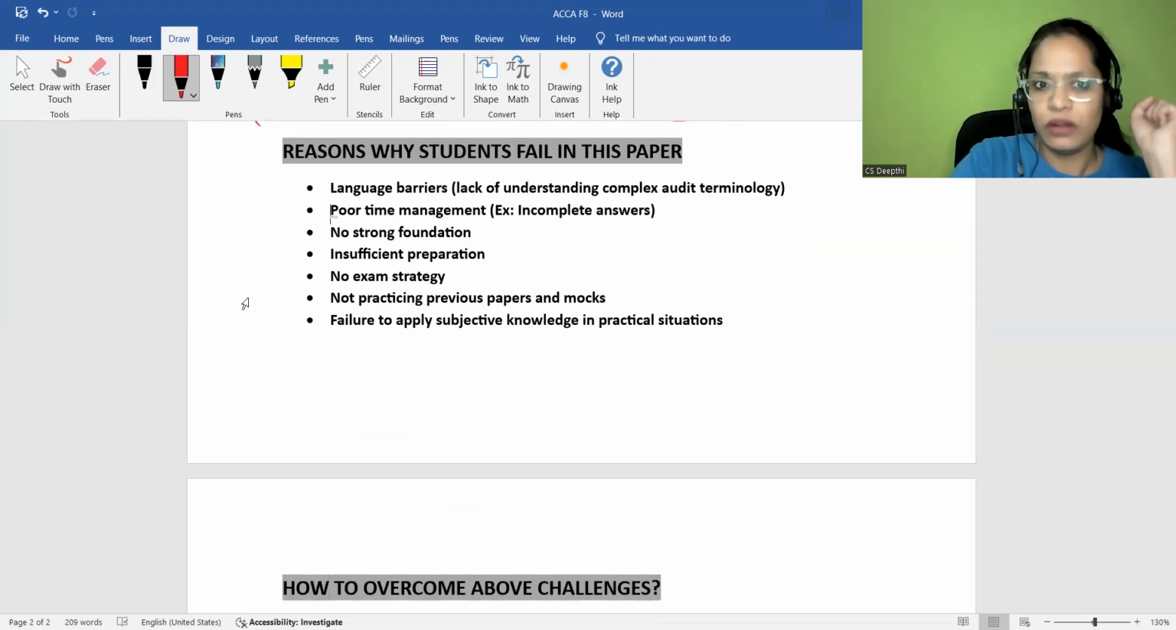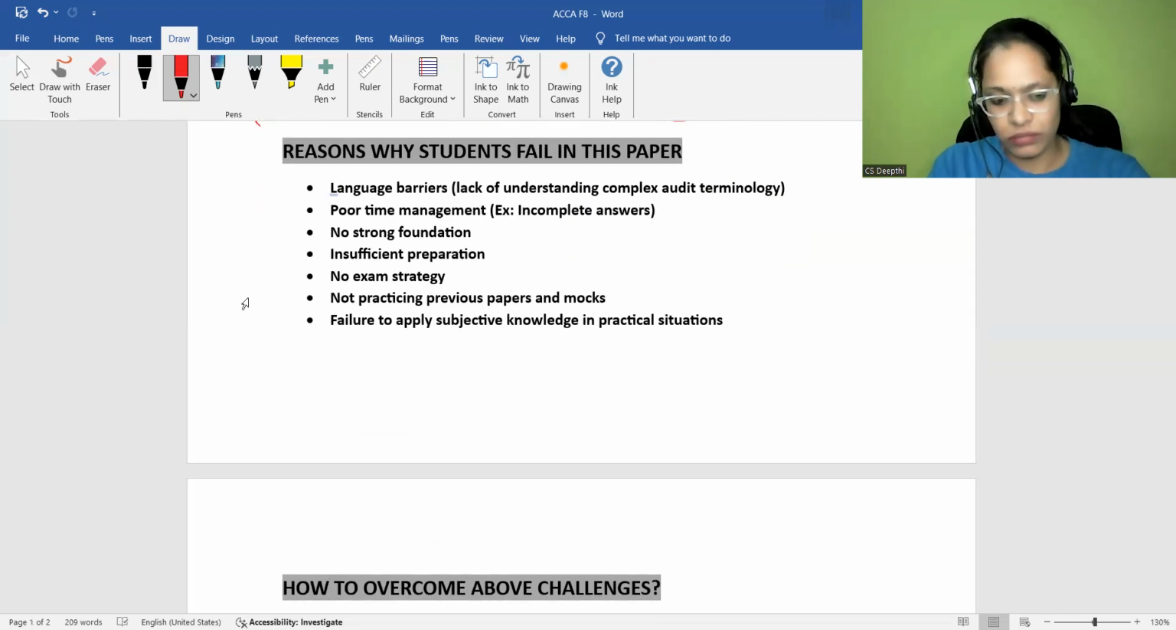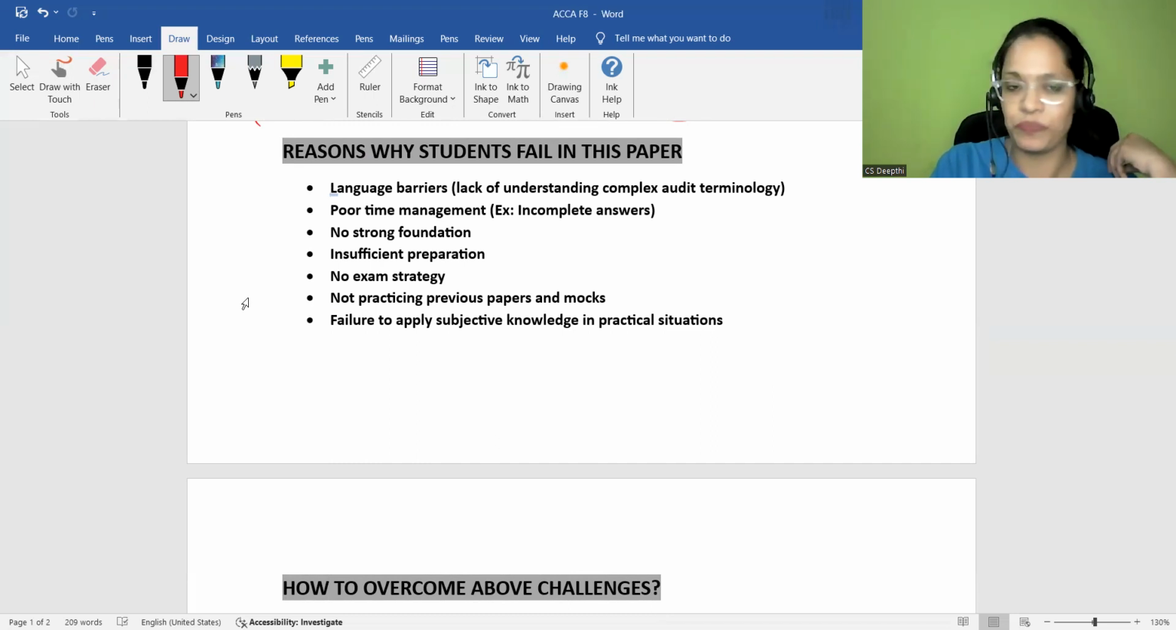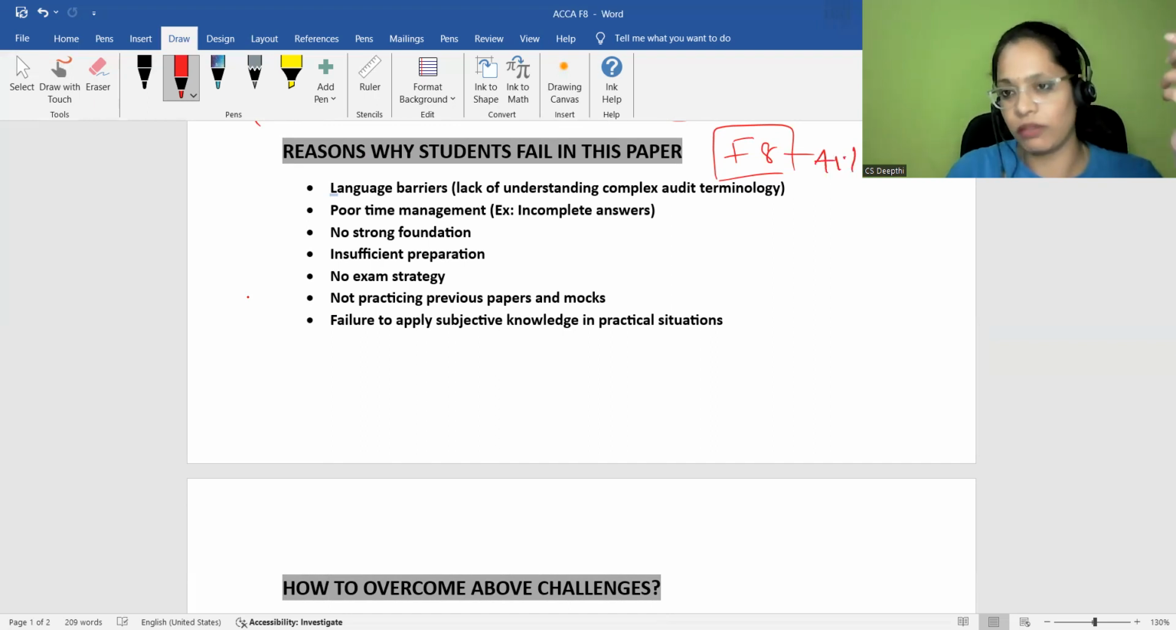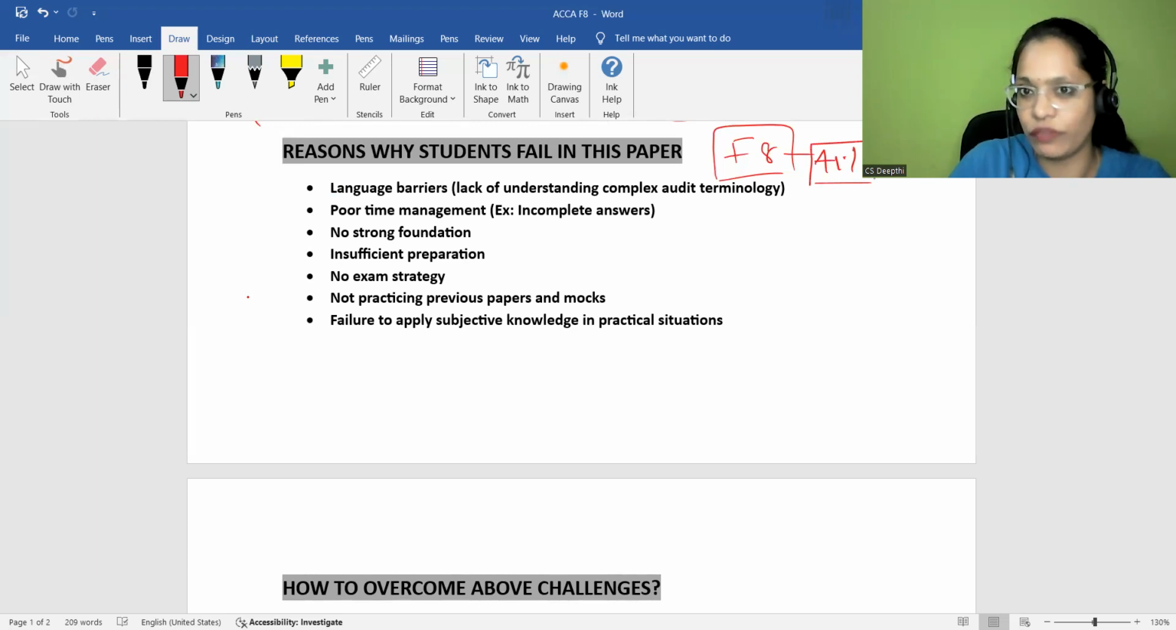Later, what are the reasons? Day before yesterday, on January 15th, 2024, we got the results for people who attempted in December. In that attempt, a few people gave the F8 paper, and the pass percentage is around 41%. As per ACCA, they have given the pass percentage of each subject. So for the F8 paper, the pass percentage is only 41%.